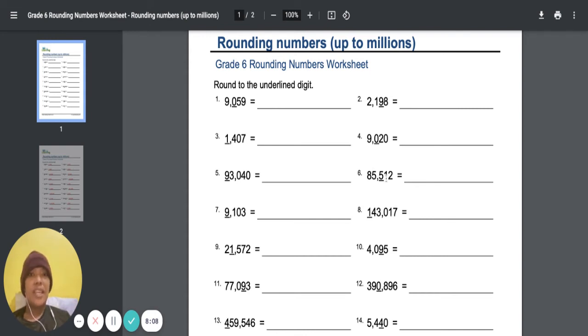85,512. So, ano po yung katabi ng 5? So, that is hundreds value. Ano po yung katabi ng 5? 1. So, pag 1 po, again, less than 5. So, retain ang 5. So, your answer will be, tapos gagawin yung pong 0 tong dalawa na to.